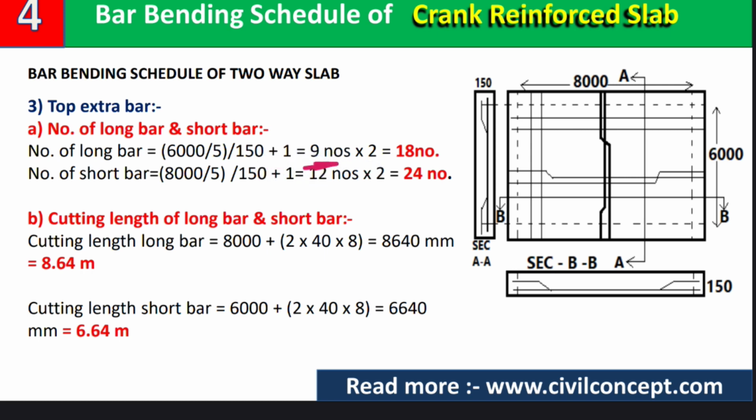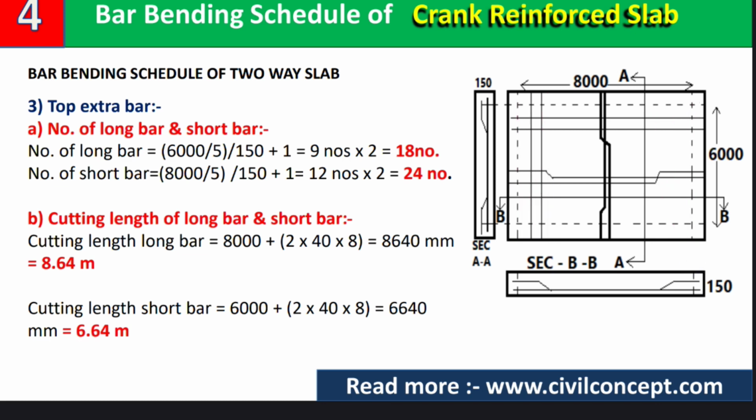9 numbers. And when we multiply it with 2, because we will provide in this direction also and this direction also, so after calculating we'll get how much? 18 numbers of long bars, and for short bars we'll get how much? 24 number of bars in this direction at the topmost part of the slab.